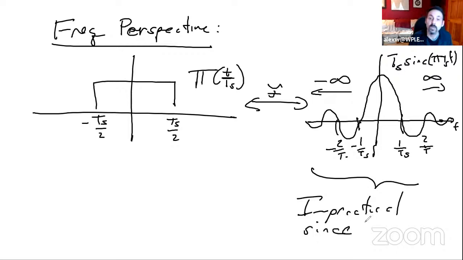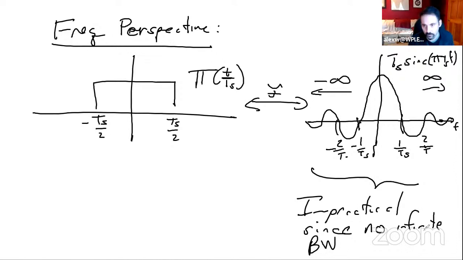Why? Since we don't have infinite bandwidth. BW usually, to me, is my shorthand for bandwidth. Okay. So we have these issues.